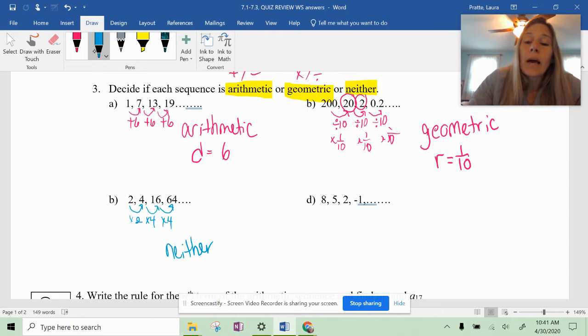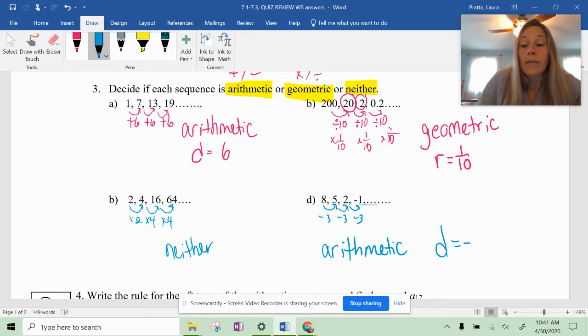And then finally, this last one, we're decreasing by 3 each time. So we're decreasing by the same number repeatedly. We know that that is arithmetic. And it has a common difference, and this time it's a -3 since it's decreasing by 3 each time.